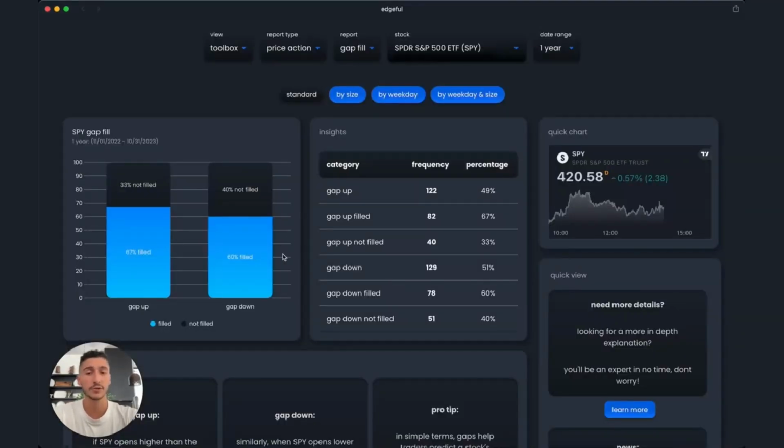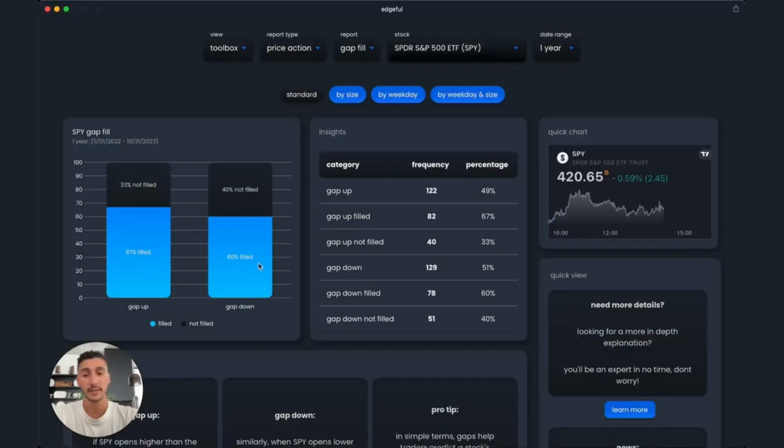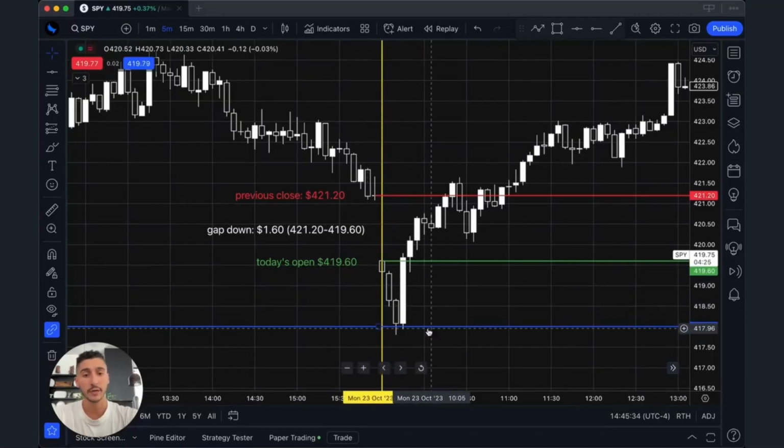So how do you use this in your trading? Well, when there's a gap down, you can see that 60% of the time in the last year, the gaps tend to fill. So this should give you somewhat of a bullish bias. It should give you a long bias on the day. So if you find a good entry below the gap fill, which would be this red line here, you can start to target or leave runners to the gap fill.